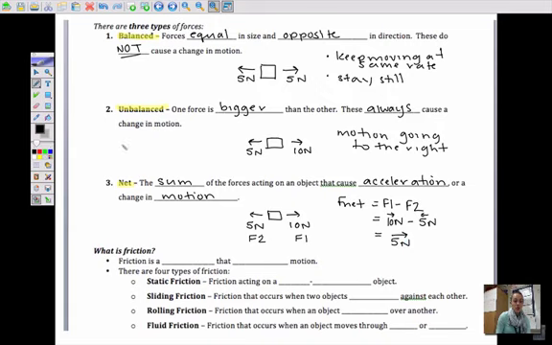The direction is really important when we talk about net force. Now, what is friction? Friction is a force that opposes motion.